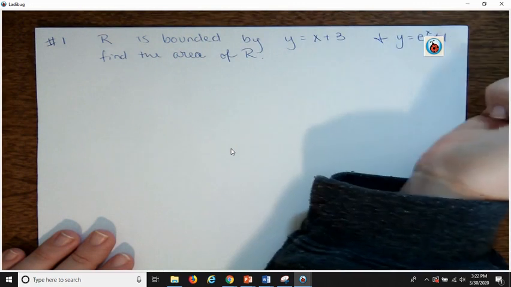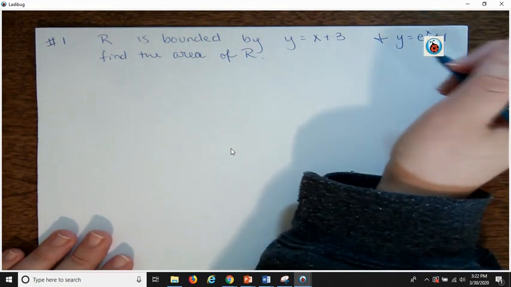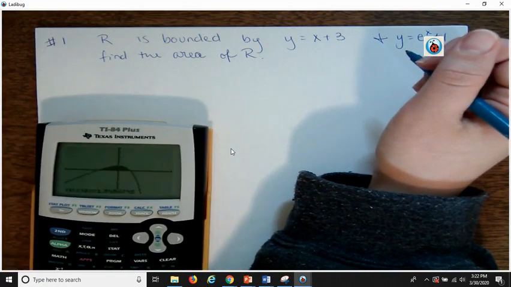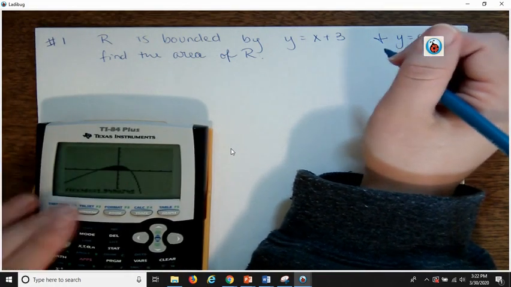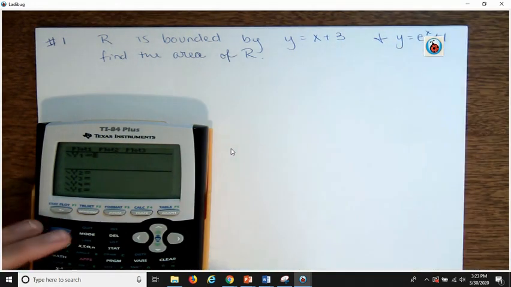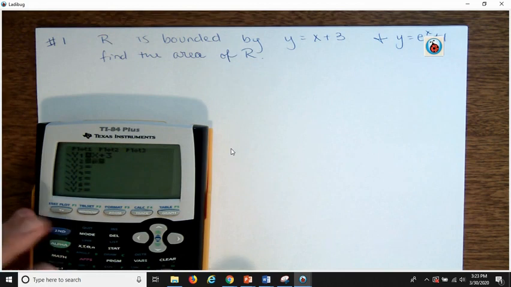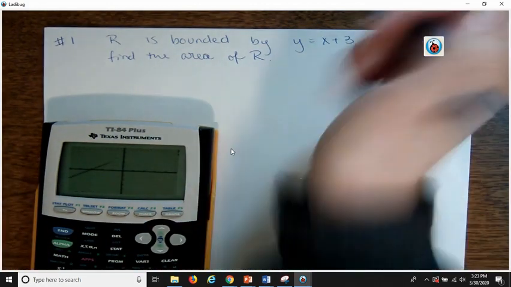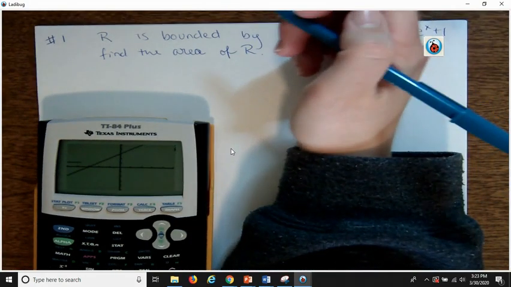Okay, so the first thing you always want to do with these is either graph it out by hand or by calculator, depending on which one you are allowed to use. For the first one, this is calculator active. So I'm going to type in x plus 3 and e to the x plus 1 because I want to see exactly what this region looks like. Okay, and I want to draw it out.